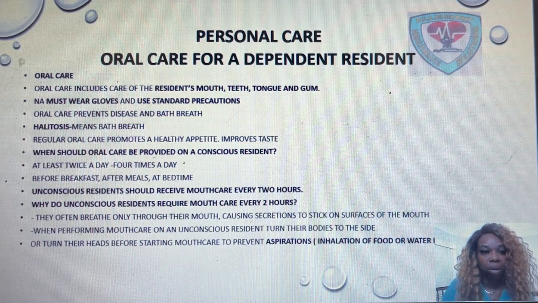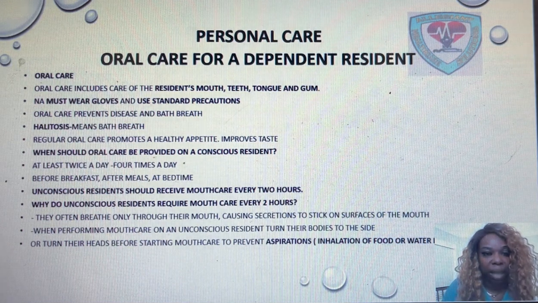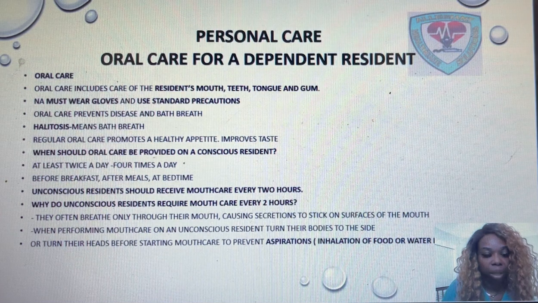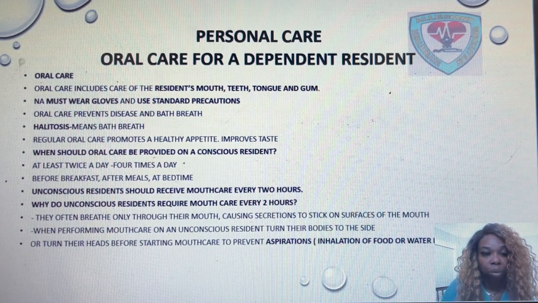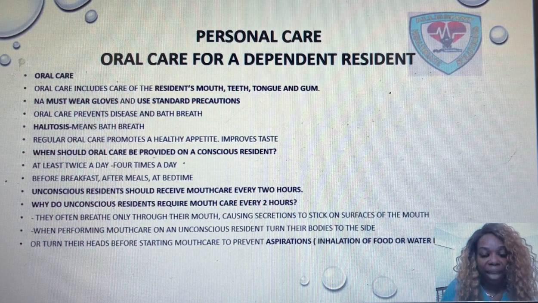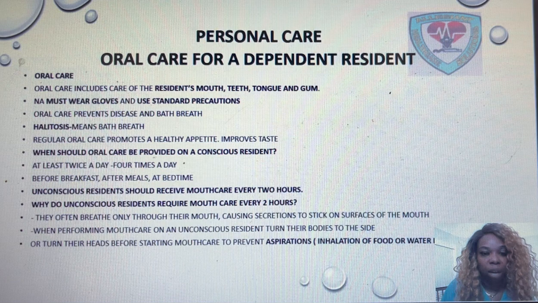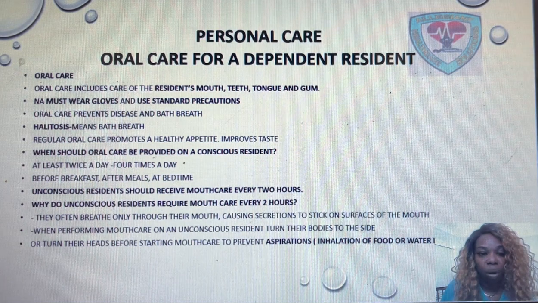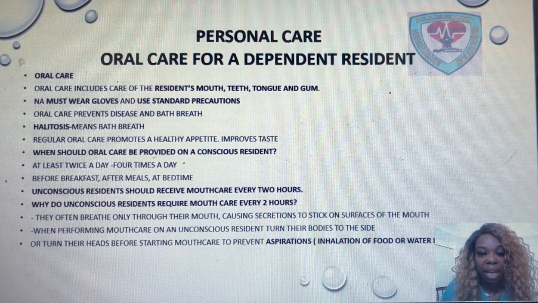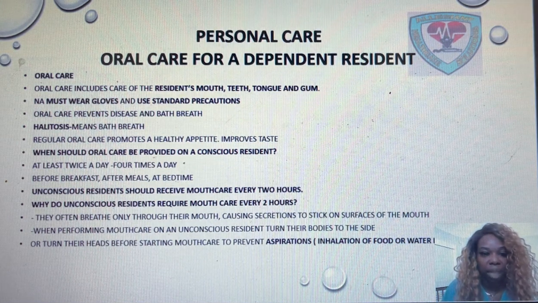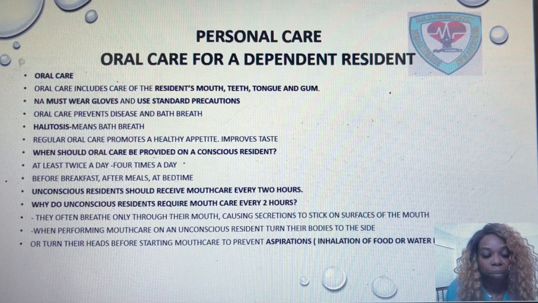Oral care is going to prevent halitosis, which means bad breath. So providing oral care prevents diseases and it prevents bad breath. Regular oral care will promote a healthier appetite by improving the taste for the resident. Oral care should be performed before breakfast. It should be performed after each meal and at bedtime. So around 4 times a day, at the minimum twice a day.